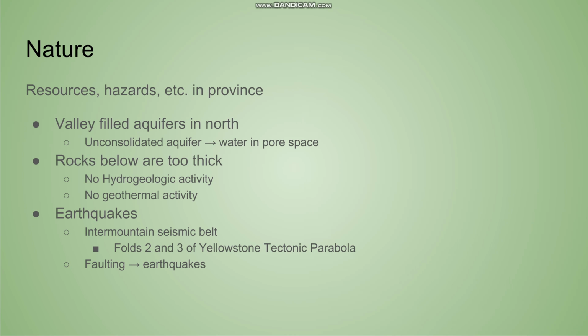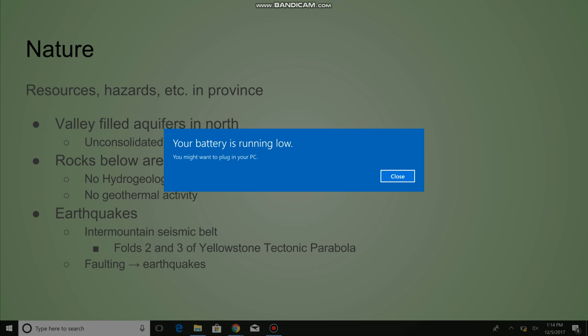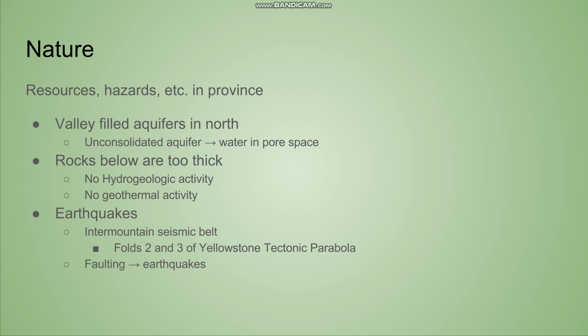There are some resources to be found and some hazards to be found as well within the belt series. There are valley-filled aquifers in the northern area that are unconsolidated, but the water is found in between pore spaces. There is no hydrogeologic activity or geothermal activity because the rocks below are too thick.